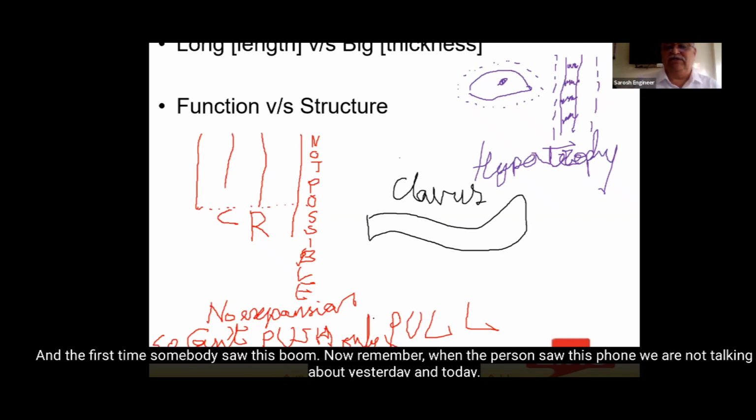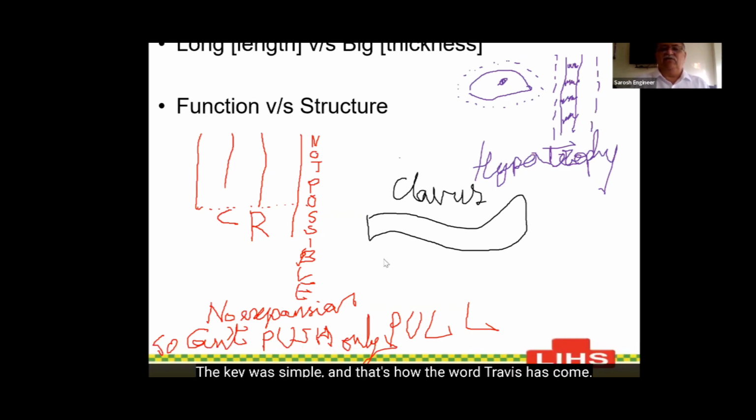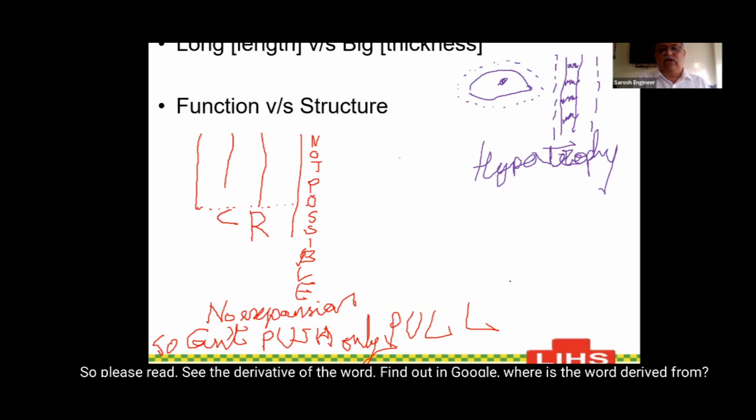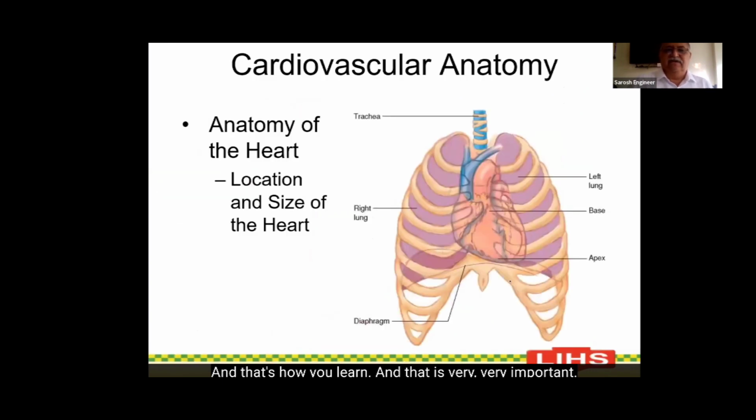And the first time somebody saw this bone, now remember, we are not talking about yesterday and today. We are talking of a long time back, hundreds of years. The word clavus means key because in those days the lock was simple, the key was simple. And that's how the word clavicle has come. So please see the derivative of the word. Find out in Google where the word is derived from, or what is its Greek origin or Latin origin. And that's how you learn. And that is very, very important.